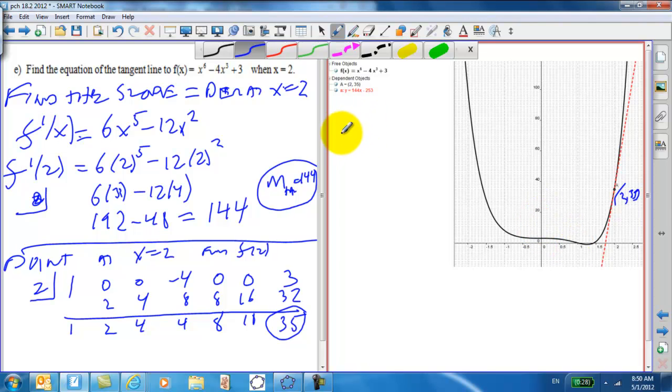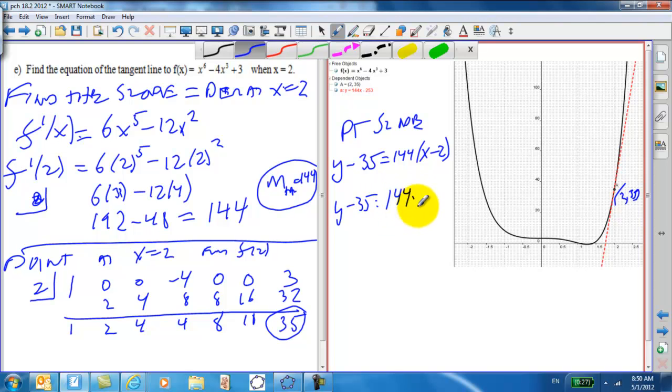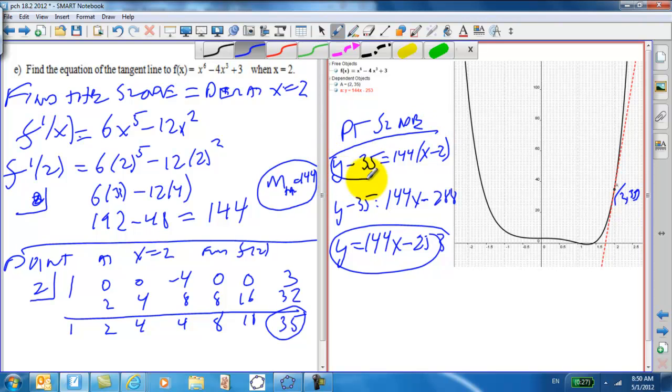So now we use point slope to say y minus 35 equals 144 times x minus 2. So you get y minus 35 equals 144x minus 288, and then add 35 to both sides, 144x minus 253. Now I'd accept this answer too. Point slope form, perfectly legit for giving me an equation for the tangent line.